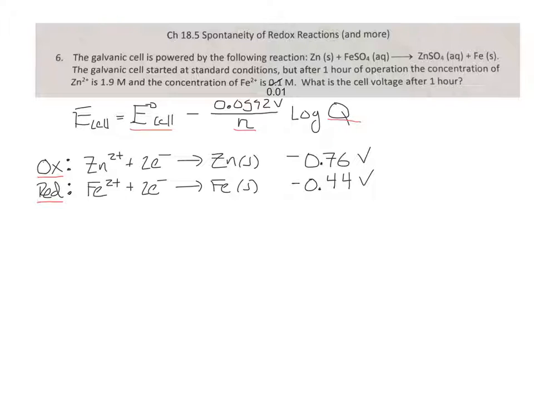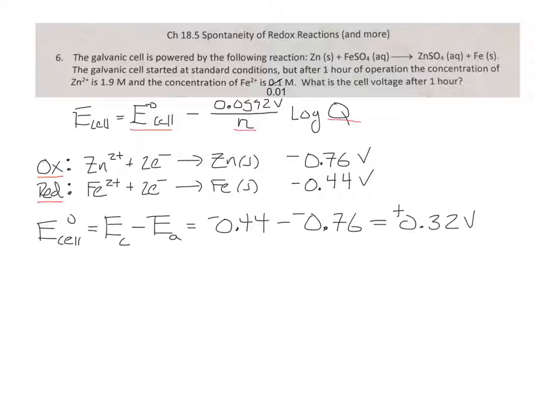So now let's plug these in and calculate an E cell naught value. So here's E cell naught. It's cathode minus anode. The iron is acting as a cathode because it's getting reduced in this process, whereas the zinc is acting as the anode because it's getting oxidized, giving us an overall cell voltage under standard conditions of 0.32. Now notice it's a positive cell voltage, which means it's a negative delta G, as in this is a spontaneous reaction. So let's plug this new E cell naught value that we just calculated into the equation above and calculate a Q for this particular reaction.